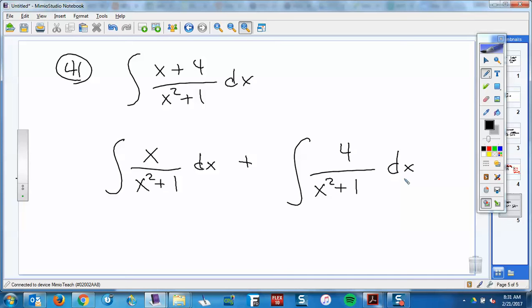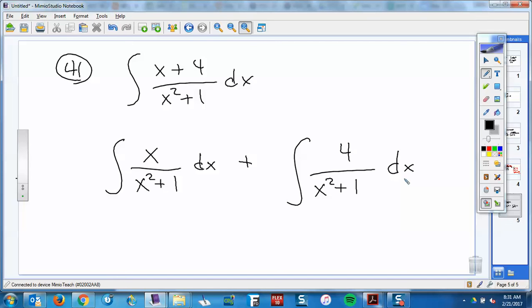What do you think of that? Is that legal? Now, we said you never split apart a denominator, right? Well, did I split the denominator? I did, right? So what I did is I split this apart. I said, let's put x over this plus 4 over this, right?